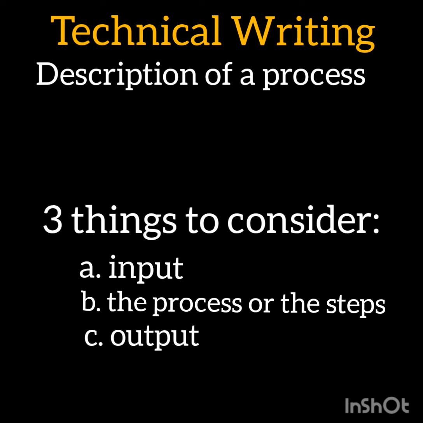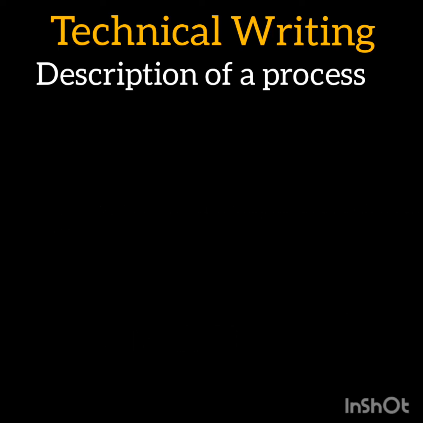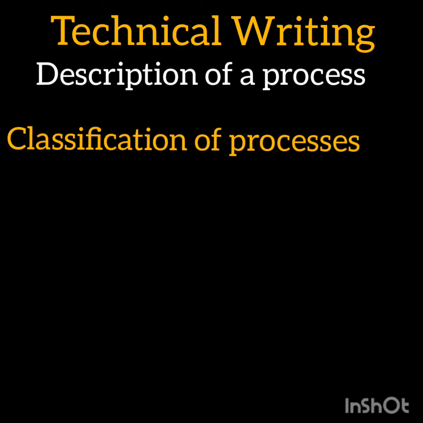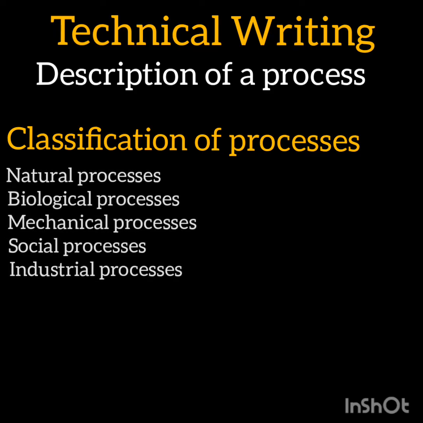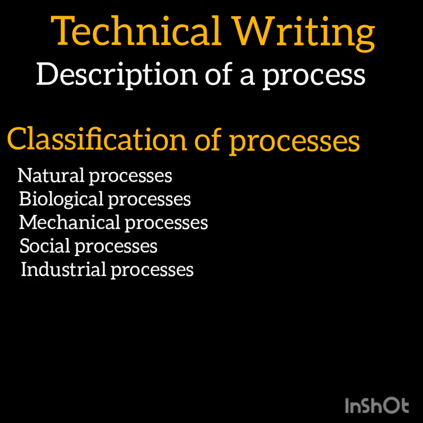Now, different writers, different authors use different terminologies to classify the types of processes. Some use the following classification. You have natural processes such as the seasons, biological processes such as digestion, mechanical processes such as how a car engine works, social processes such as how to get your NRC or your national identity card, industrial processes such as how paper is made. That is one category.